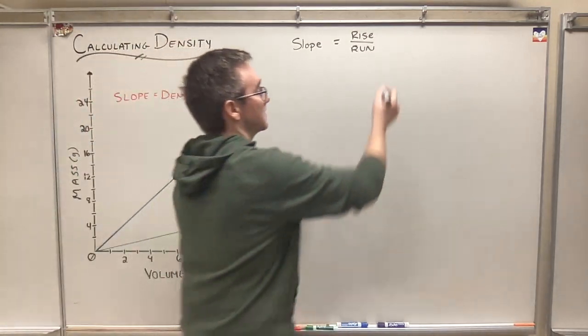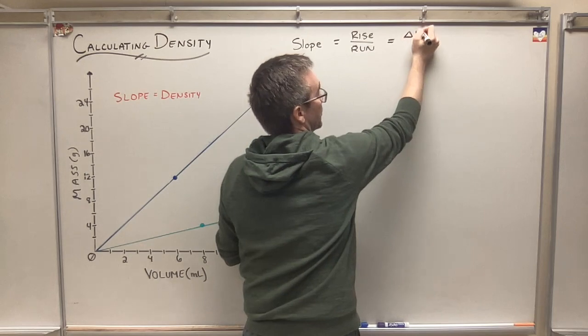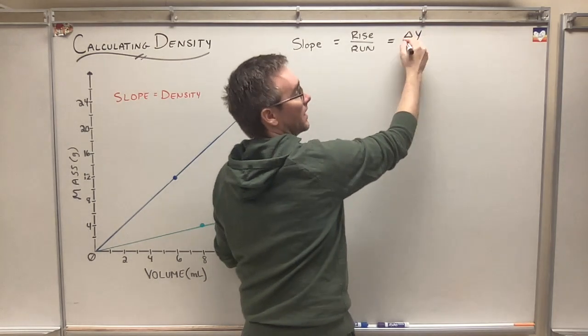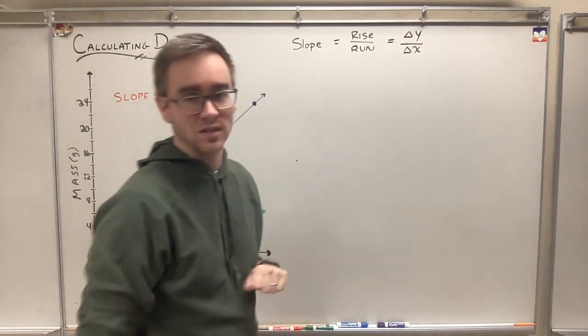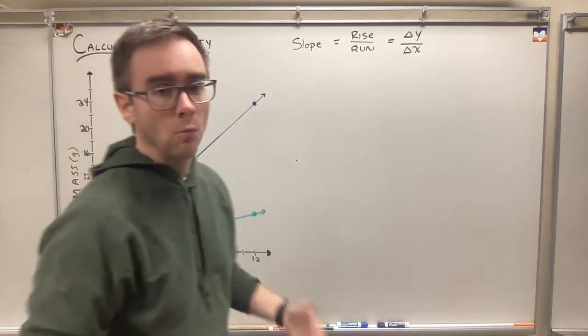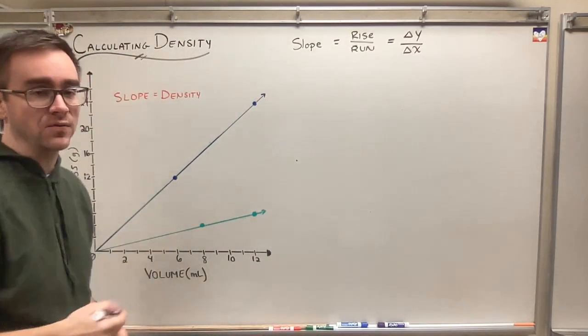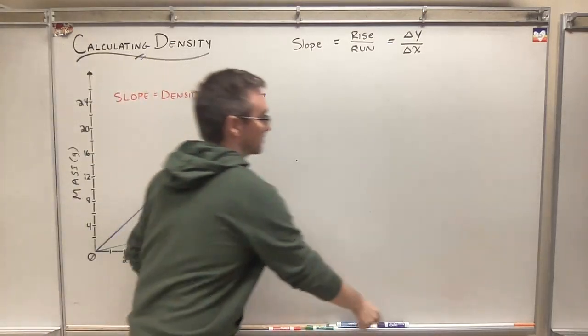Another way to think about it is it's a change in the y-axis, or delta y, which means change in the y-axis, divided by the change in the x-axis. All right. Now, how can we use this? This is a base formula that we can have here. All right. Now let's actually use this to what we want to do.